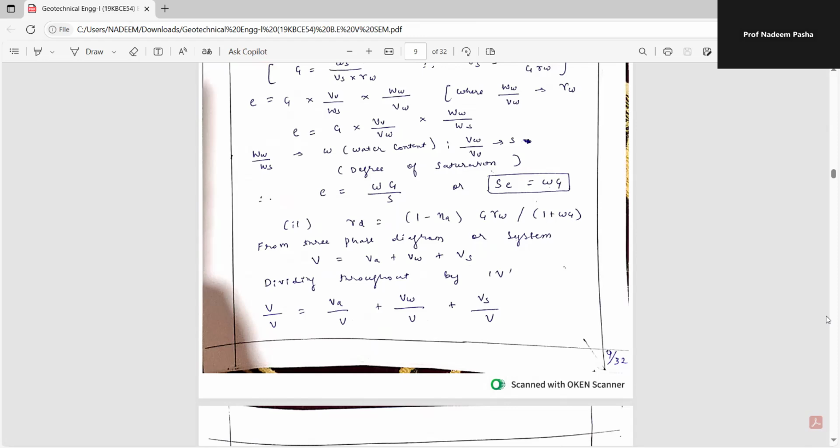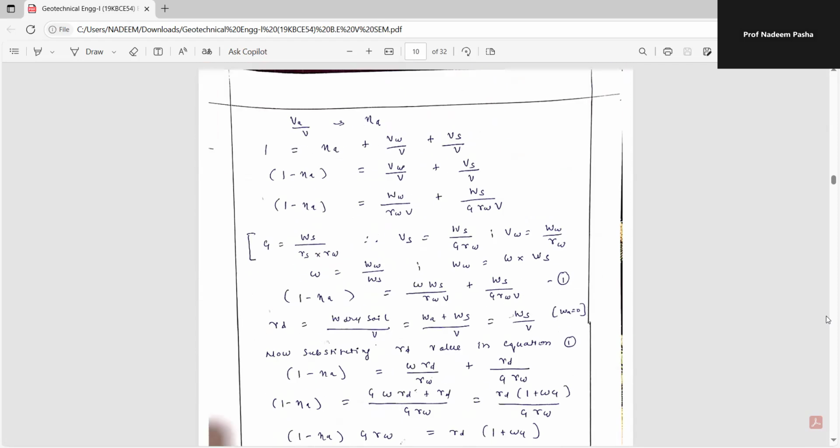So from the three-phase diagram or system, we have V is equal to Va plus Vw plus Vs. Dividing throughout by V, what you will get? V by V equal to Va by V plus Vw by V plus Vs by V. So Va by V equal to eta a, or 1 is equal to eta a plus Vw by V plus Vs by V, or 1 minus eta is equal to Vw by V plus Vs by V, or 1 minus eta is equal to Ww by gamma w by V plus Ws divided by G into gamma w into V, because G is equal to Ws divided by gamma s into gamma w.